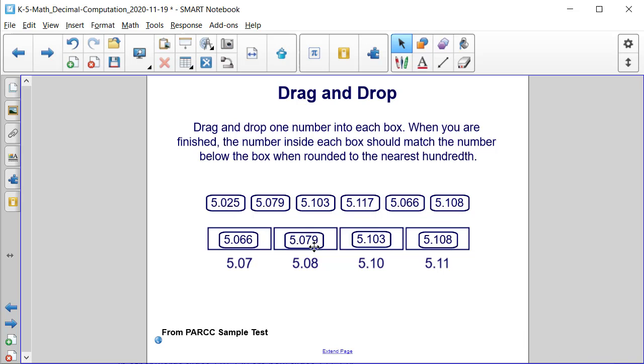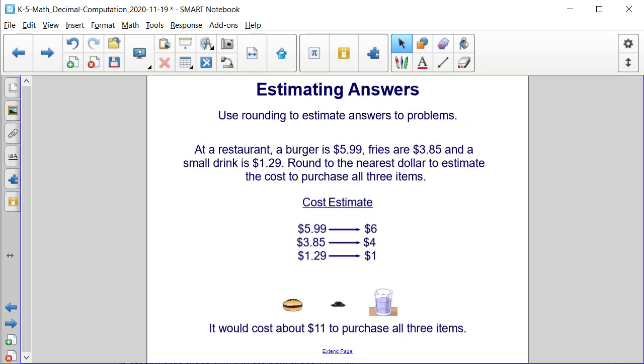As we can see on this solution slide, the numbers that were brought into the rectangles of 5 and 7 hundredths, 5 and 8 hundredths, 5 and 10 hundredths, and 5 and 11 hundredths correspond to the answers that we had found when we worked it out. We use rounding quite a bit to estimate answers in word problems.